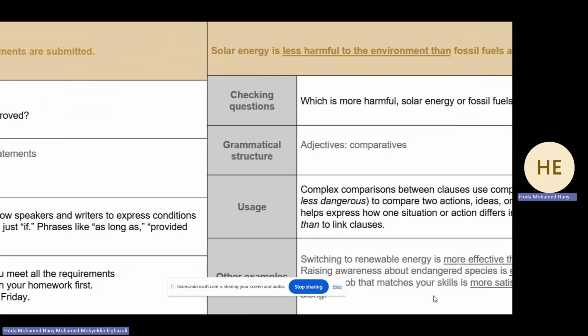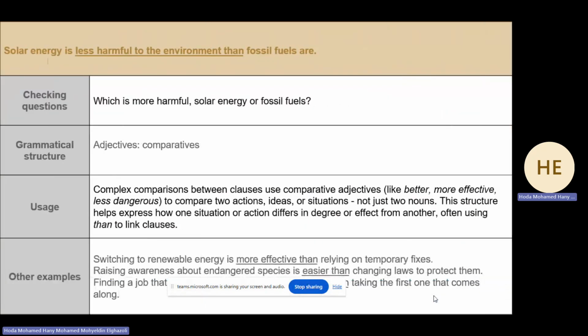The next point we have here is using comparisons, using less and more. We use complex comparisons between clauses like better, more effective, less dangerous to compare two actions, ideas, or situations, not just two nouns. This structure helps you express how one situation or action differs in degree or effect from another. Now, we have here, for example, switching to renewable energy is more effective than relying on temporary fixes. We have here more effective than to compare two situations.